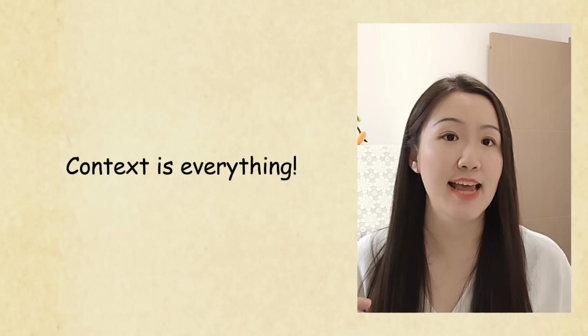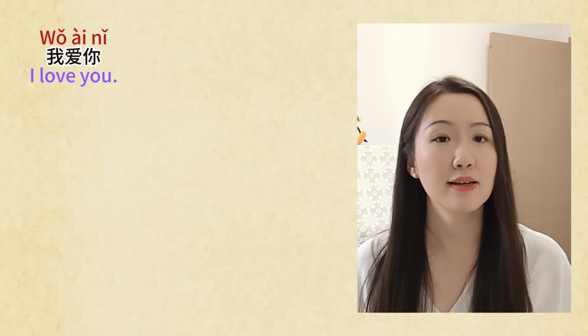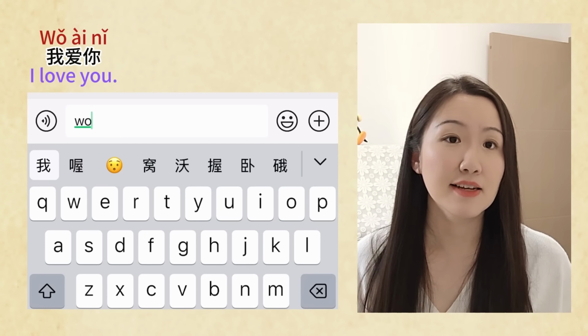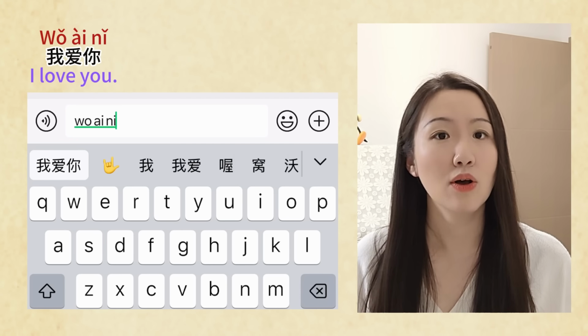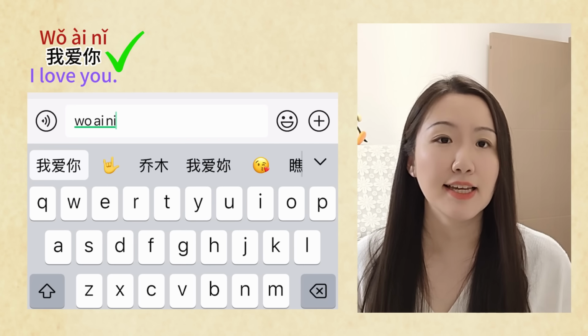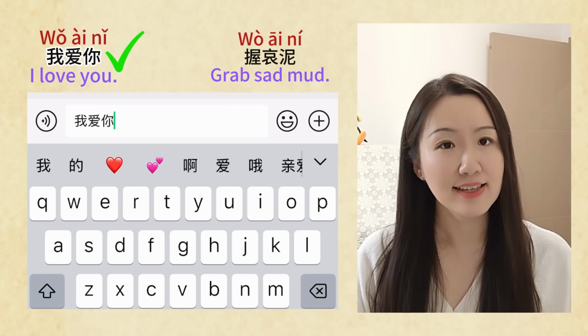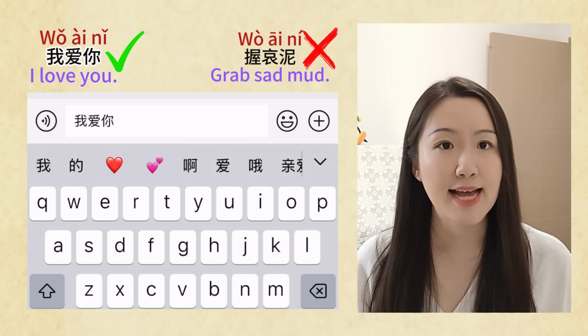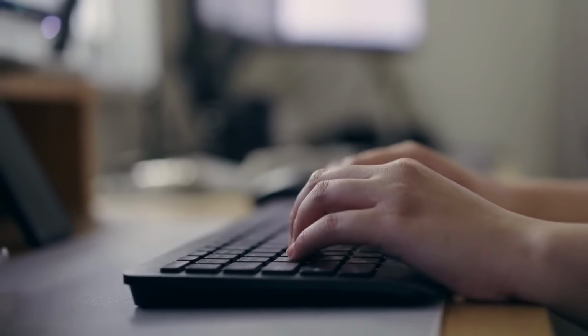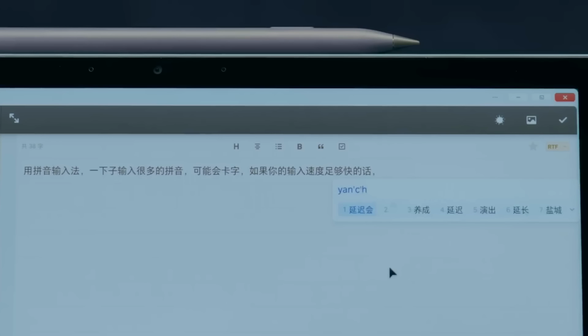Because context is everything. Let's say you type wo ai ni. The computer almost always gives you 我爱你, I love you. It does not give you the other, unlikely combination, which would be grab sad mud. Modern input systems are very smart. They use word frequency, grammar patterns, and full sentence prediction. Sometimes they understand you better than you understand yourself. You type half a sentence, they finish it. You feel seen, slightly uncomfortable.